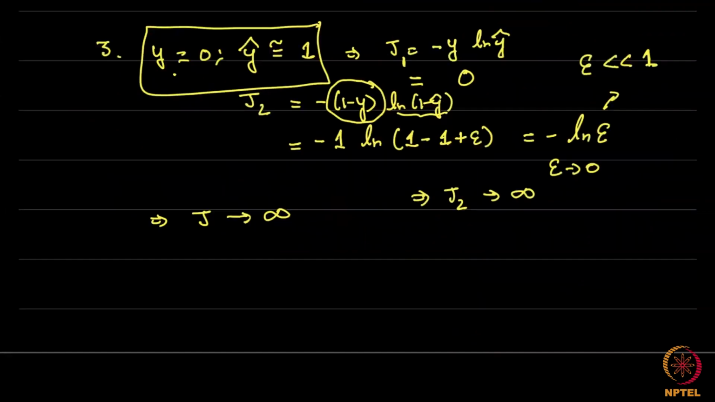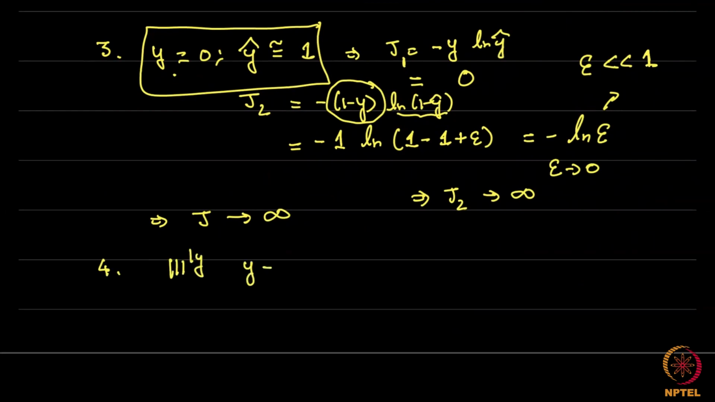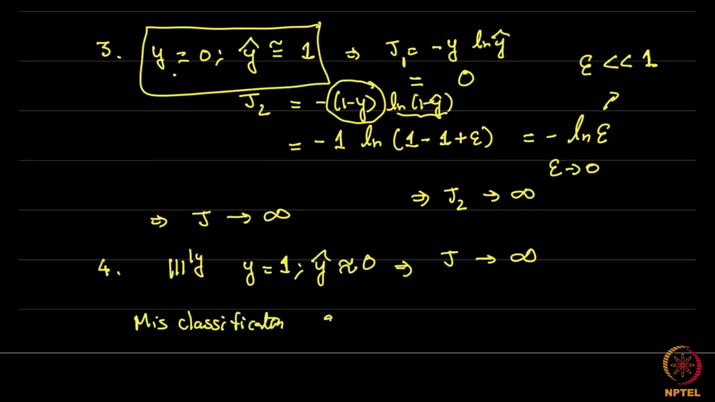Okay. Similarly, I will just leave this as an exercise in order to not bore you. So similarly, if y equal to 1 and y hat approximately equal to 0, J will again be quite large. So misclassification gets penalized heavily.